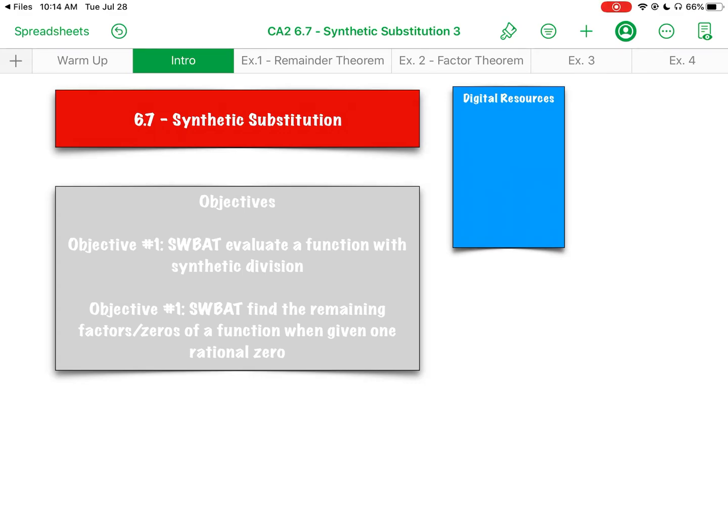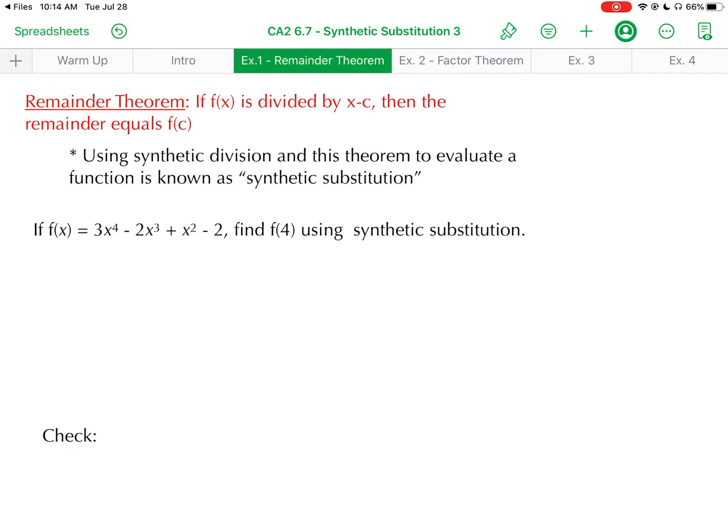All right, we're here in section 6.7. This is over a process called synthetic substitution, which is basically a way of evaluating a function by using synthetic division, okay? We're going to have to look at a couple of theorems to help us understand this process. And once we have that down, we'll actually be able to use this in order to find factors and zeros of a function, okay? All right, so let's start with a theorem.